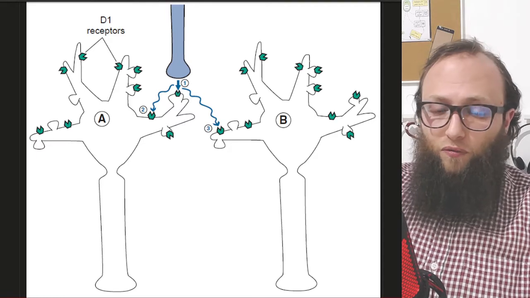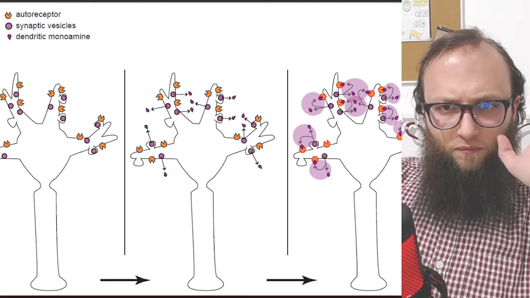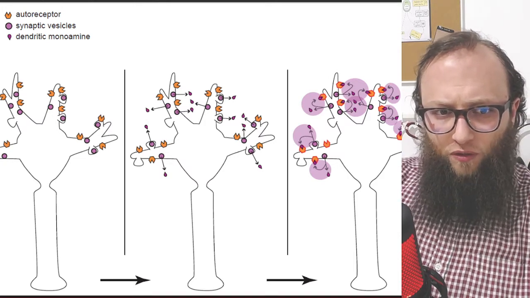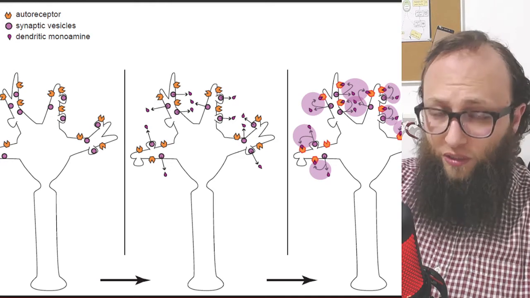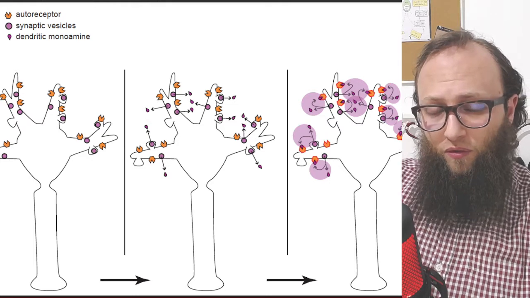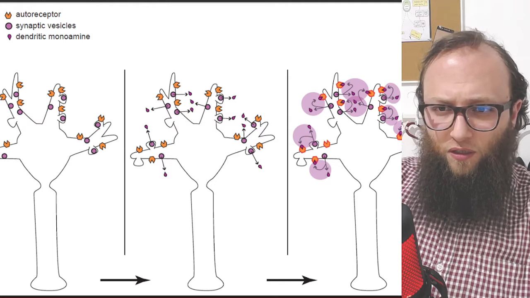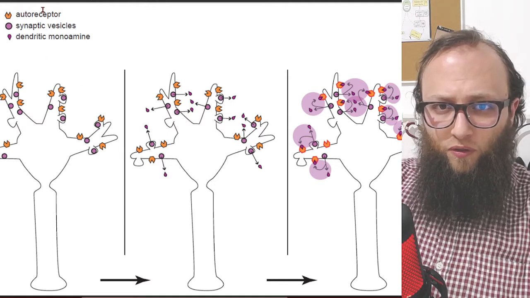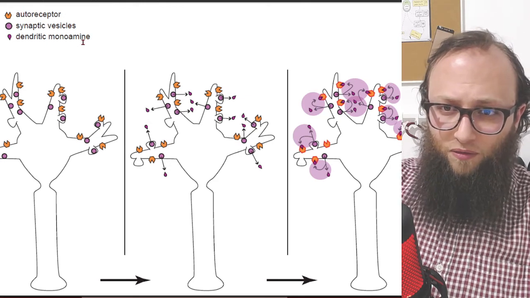Let's have another picture for that. So this is another picture to illustrate volume neurotransmission in some monoamine autoreceptors. Here we are talking about autoreceptors within the dendrites. Let's just take a look at this. So we have autoreceptors, synaptic vesicles, and dendritic monoamines.